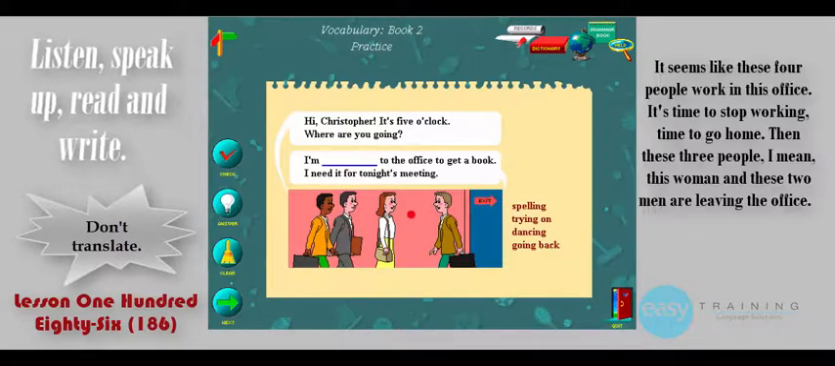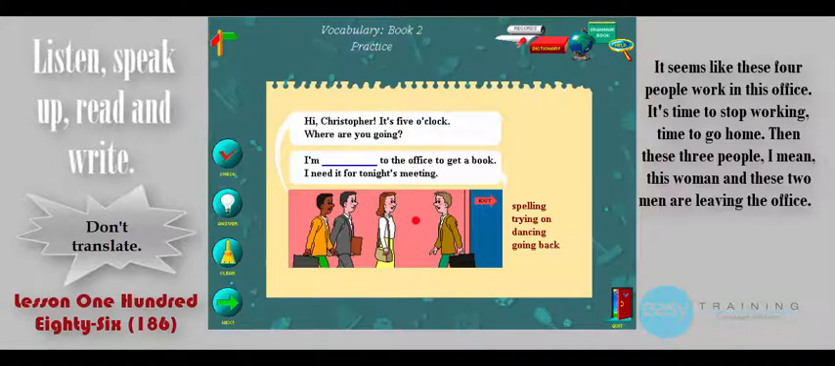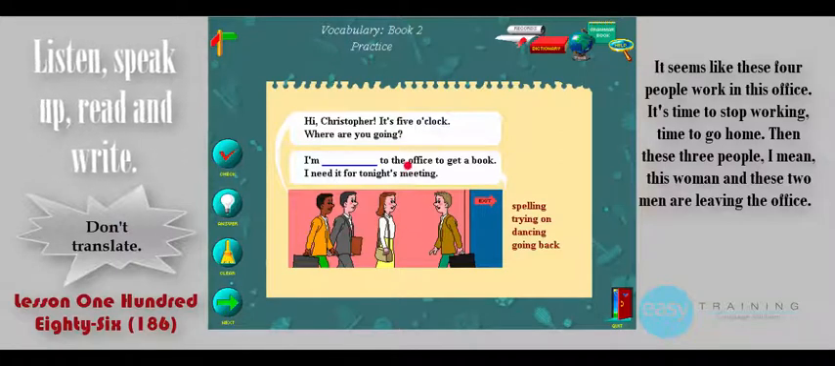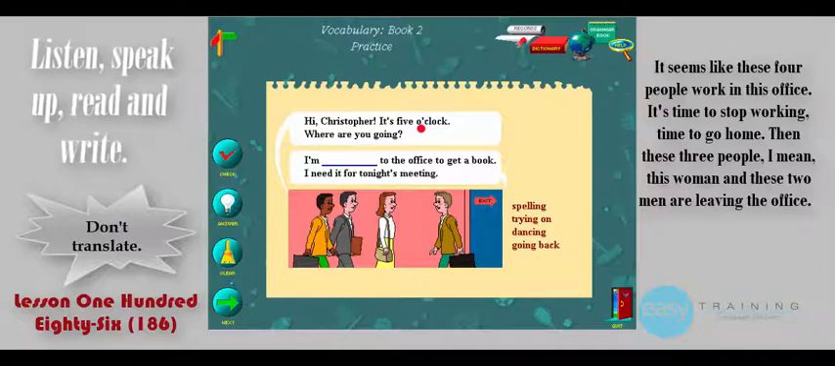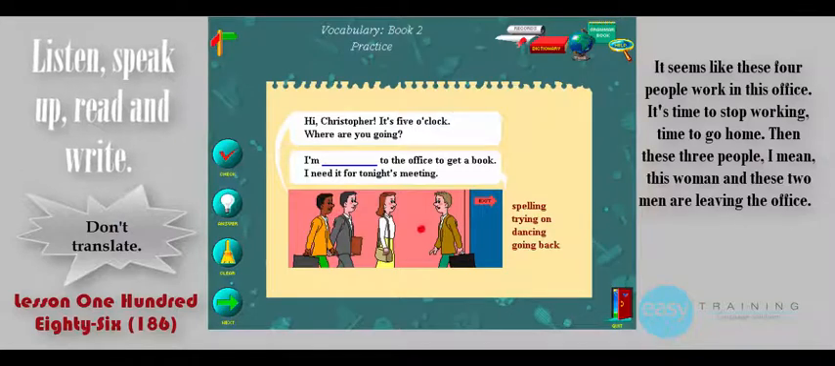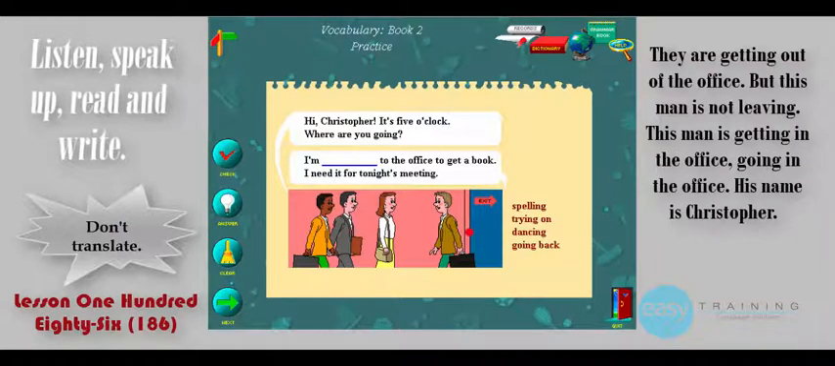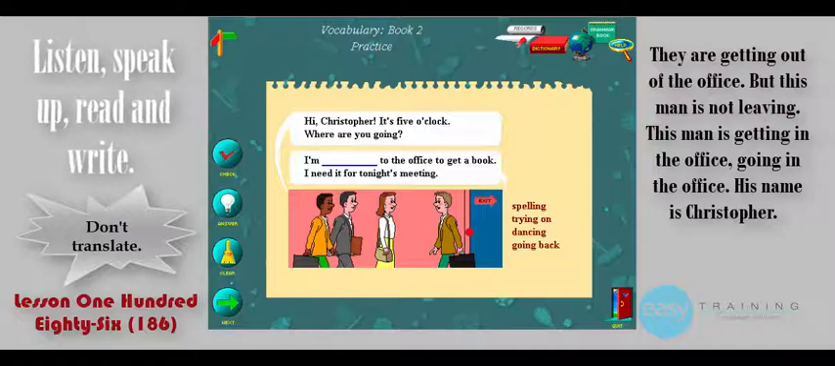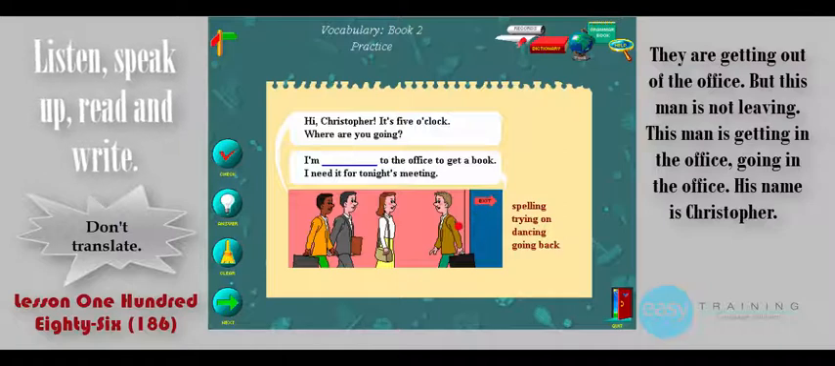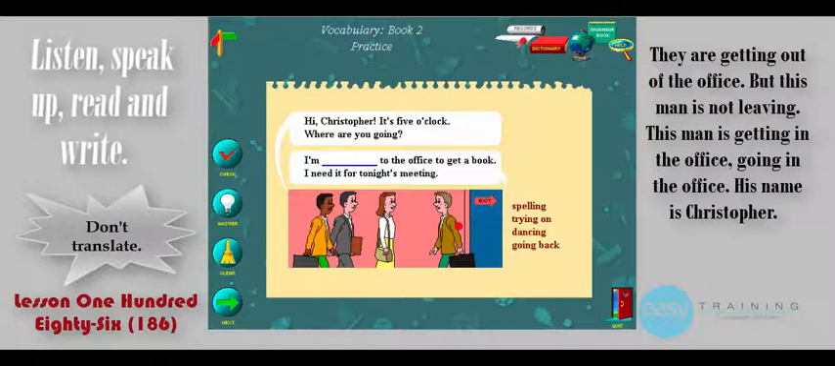This is an office. And it seems like these four people work in this office. It's already 5 o'clock. It's time to stop working, time to go home. Then these three people, I mean this woman and these two men, are leaving the office. They are getting out of the office. They are going out of the office. Look, this is the exit. But this man is not leaving. This man is getting in the office, going in the office.